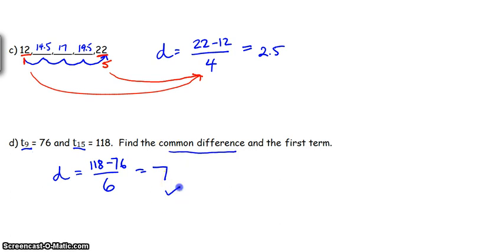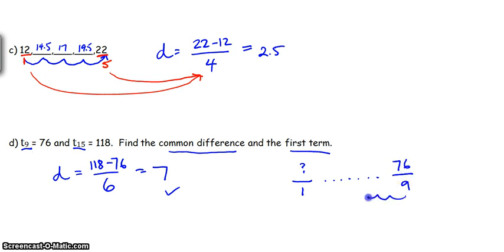Now, I got my first answer, my common difference. Now, I don't want to fill in all the missing pieces. They ask for the first term. I have the ninth term. Well, let's use our shortcut again. I don't know the first term. I do know the ninth term is 76.